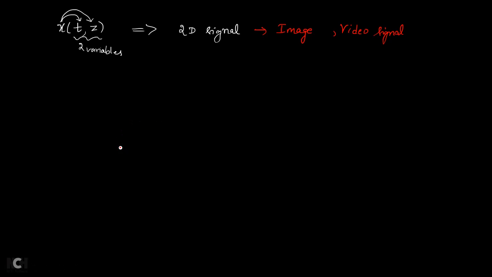Now this is about the definition and examples of a signal. Now let us define and understand the meaning of a system.